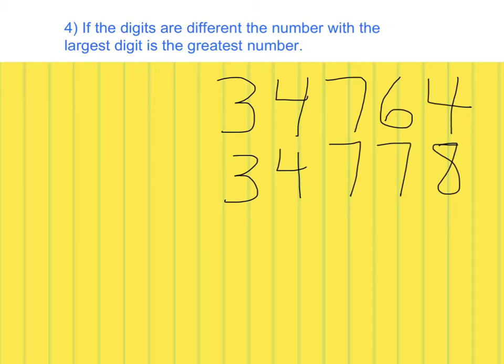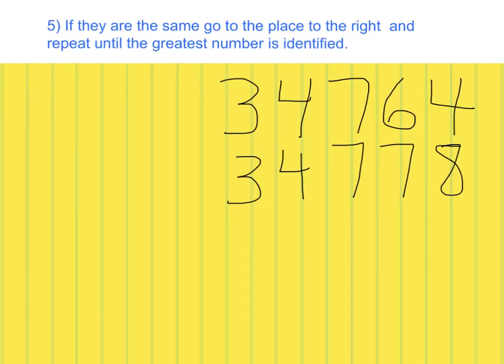So the next step then would be to start going one place to the right until we find one digit that's greater than the other digit. So in the thousands place, the 4s are the same. The hundreds place, the 7s are the same. When we get to the tens place, we find that there's a 7 instead of a 6, so 34,778 is the largest number.